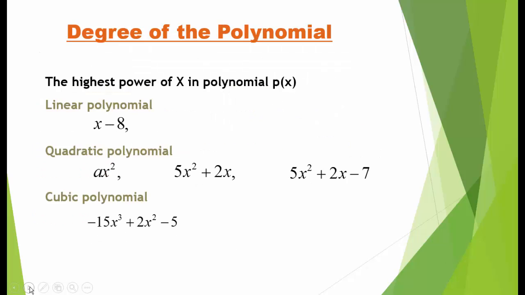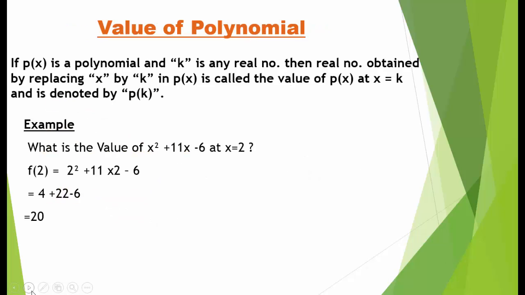And next we discussed the degree of a polynomial. The highest power of any variable in the polynomial is known as the degree of the polynomial. This is also known as the order of the polynomial. On the basis of this, we discussed linear polynomial, quadratic polynomial, and cubic polynomial. All these things we discussed in the last lecture.